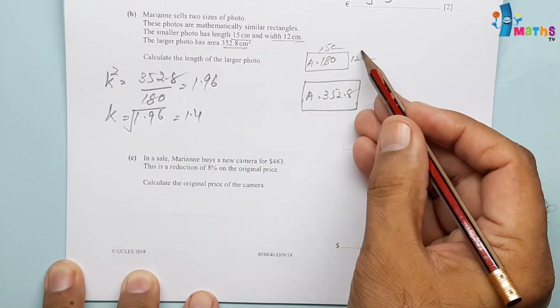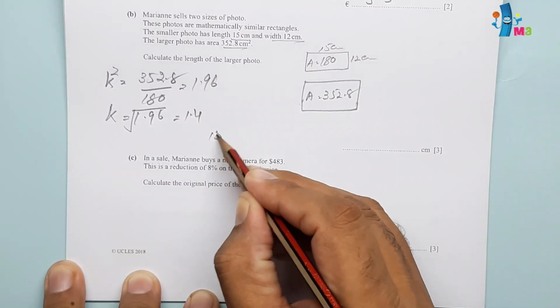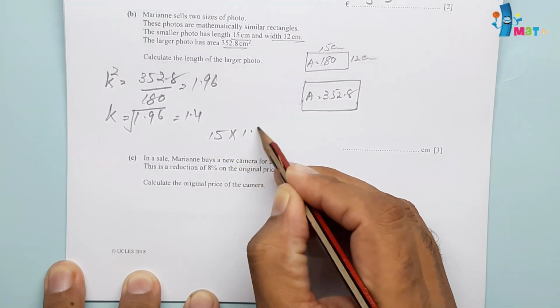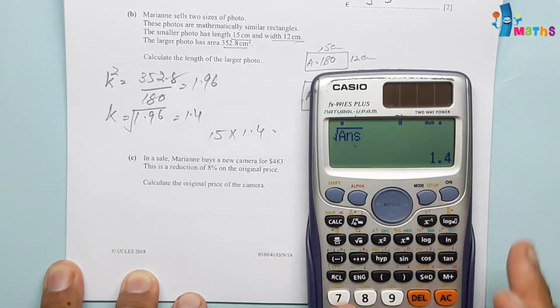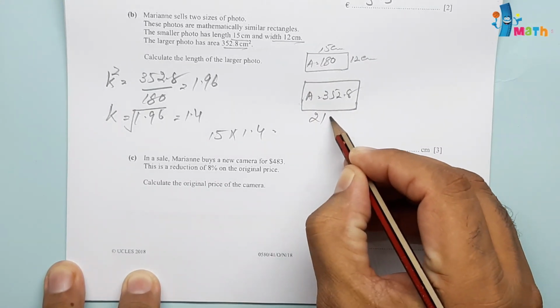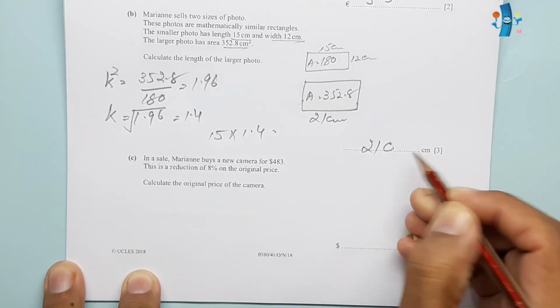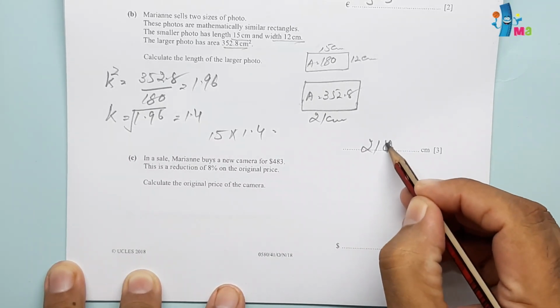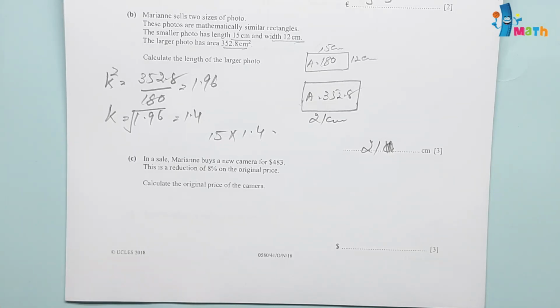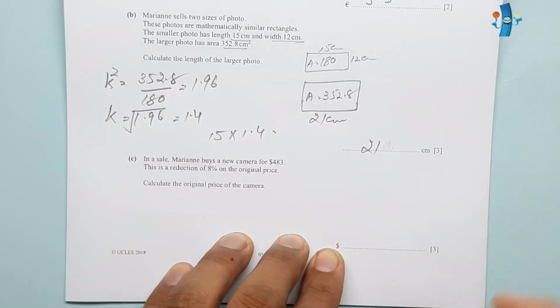So we need the length, so 15 will be multiplied by 1.4. So 1.4 multiplied by 15 will be equal to 21. So this side is 21 centimeters. So our answer is 21 centimeters. Centimeters already written, so no need of this. We can erase this, 21 only.